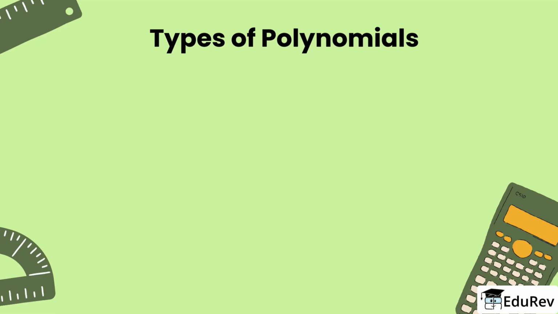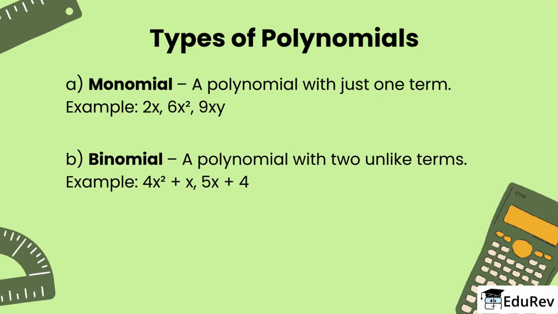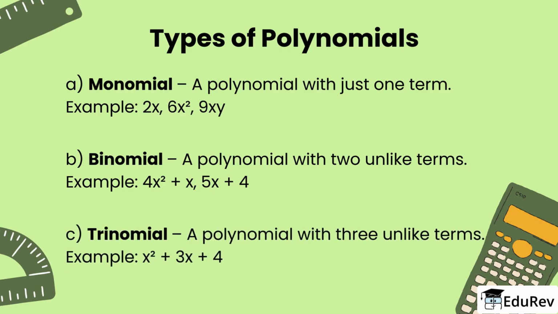Now, let's look at the types of polynomials. A monomial is a polynomial with just one term. For example, 2x, 6x square, and 9xy are all monomials. A binomial is a polynomial with two unlike terms, such as 4x square plus x or 5x plus 4. Lastly, a trinomial is a polynomial with three unlike terms, such as x square plus 3x plus 4.